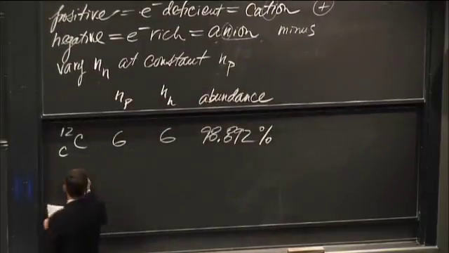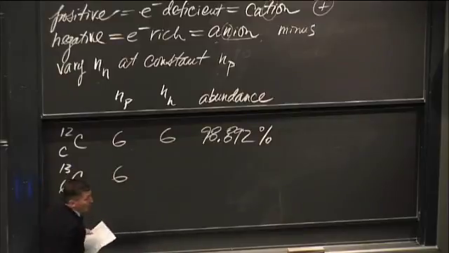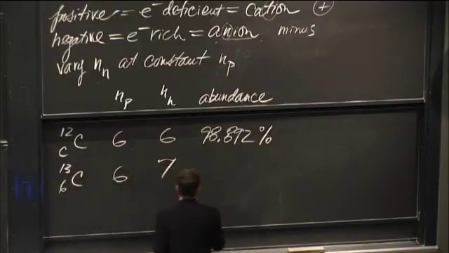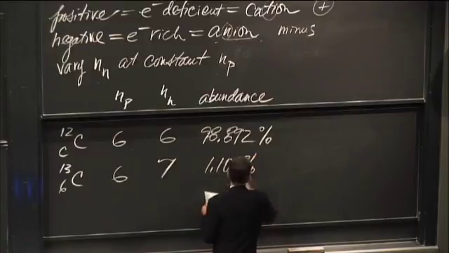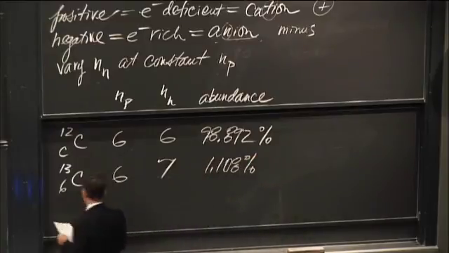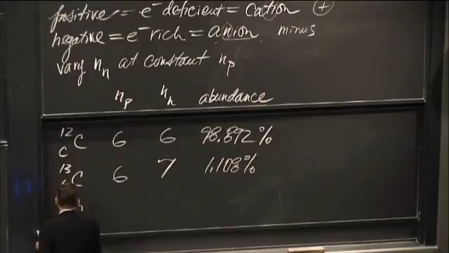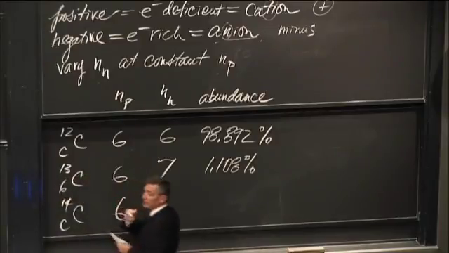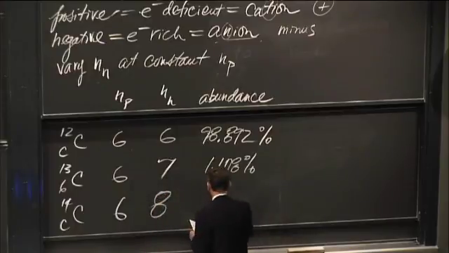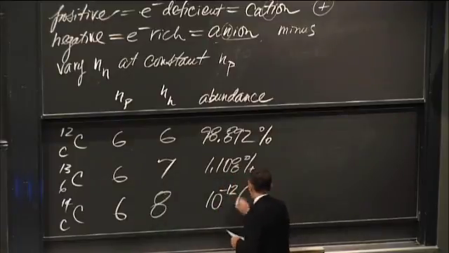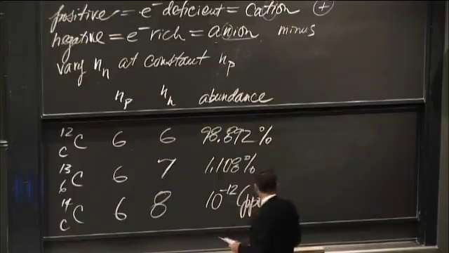Now, there's also carbon 13. Protons has to be 6, otherwise it's not carbon. That means it's got 7 neutrons, and it's a minority species, 1.108%. And then there's a third form of carbon, carbon 14. Again, 6 protons, and it's got 8 neutrons, and it's found in vanishingly small quantities, 1 part in 10 to the 12, or parts per trillion.